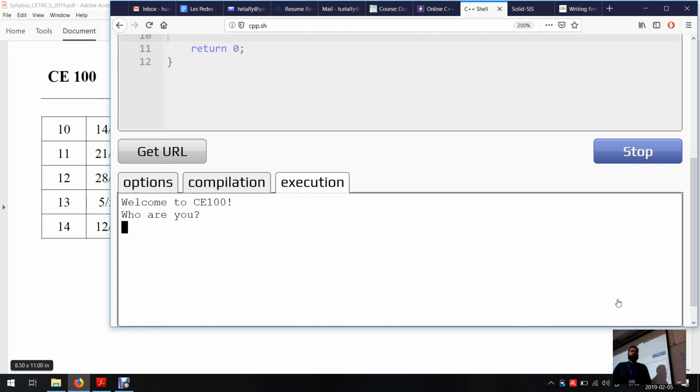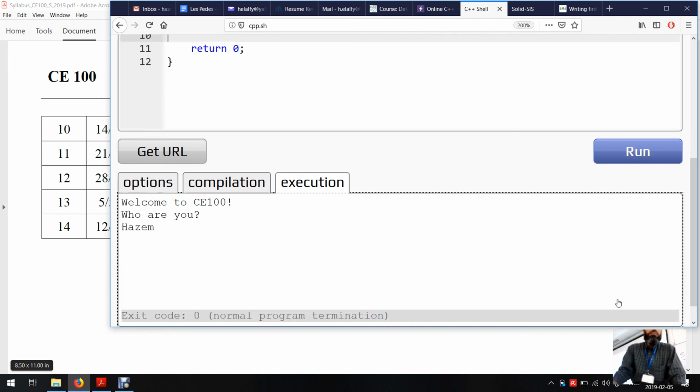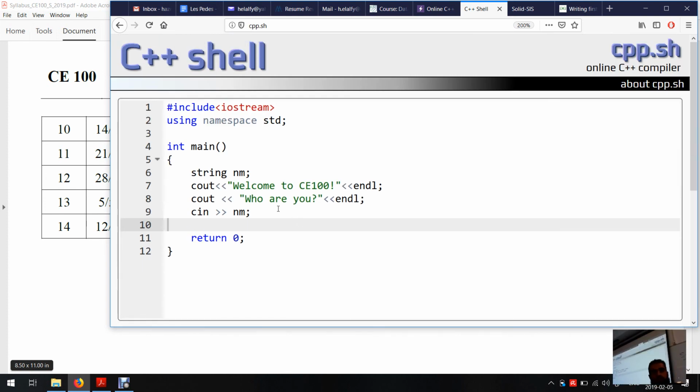Who are you? So I'm going to write my name. So now what happens is that I enter the information inside the computer, but it doesn't do anything. So I must add 1 more sentence. And this is how we are going to learn. So we're going to write, for example, cout. Yes. Welcome, as you said. And then the name. And then a new line.